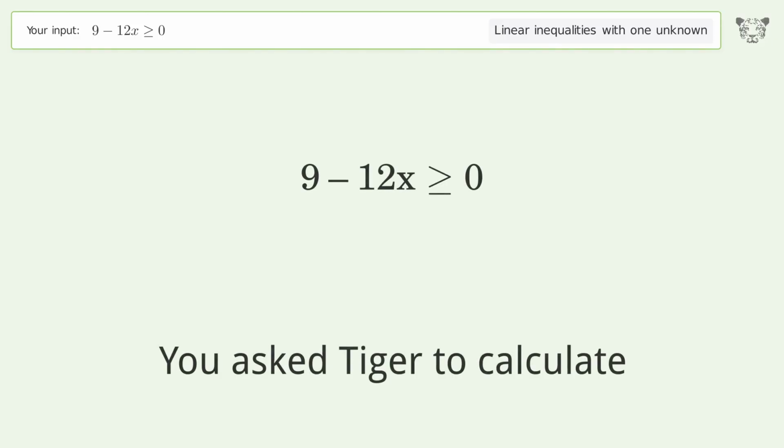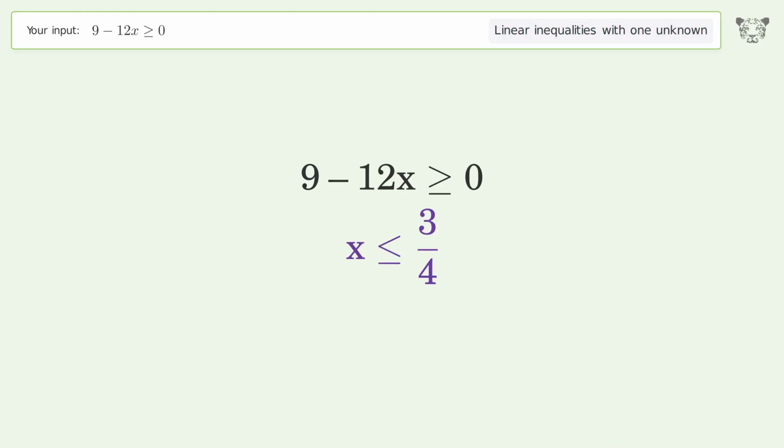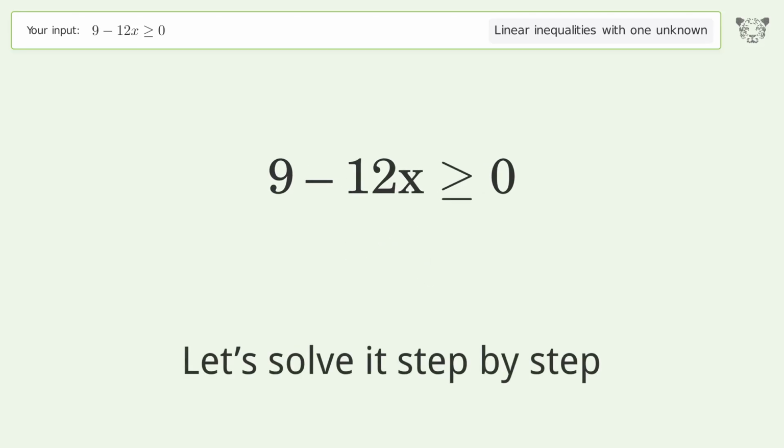You ask Tiger to calculate. This deals with linear inequalities with one unknown. The final result is x equal or smaller than 3/4. Let's solve it step by step.